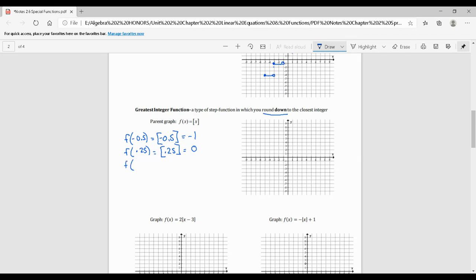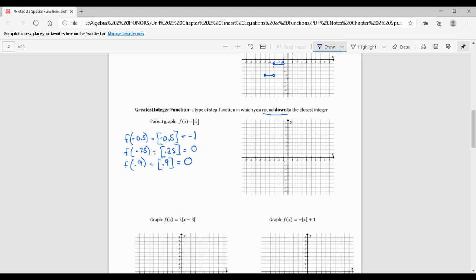Same thing, f of 0.9. That's saying round down to the closest integer, which would also be 0. So notice 2 values here, and they both have the same answer.